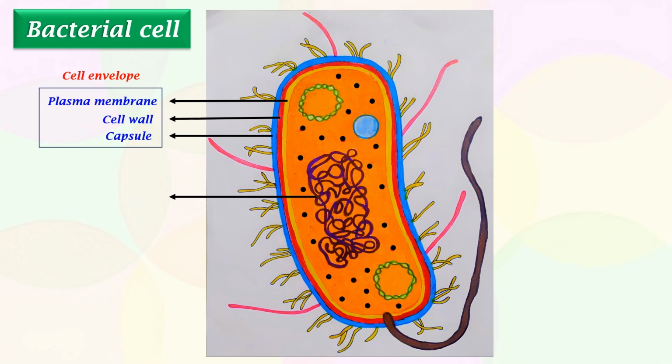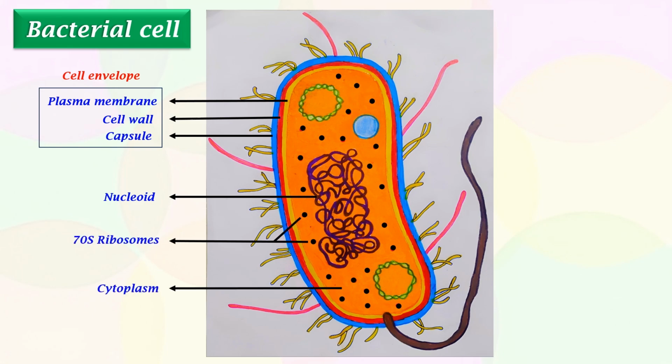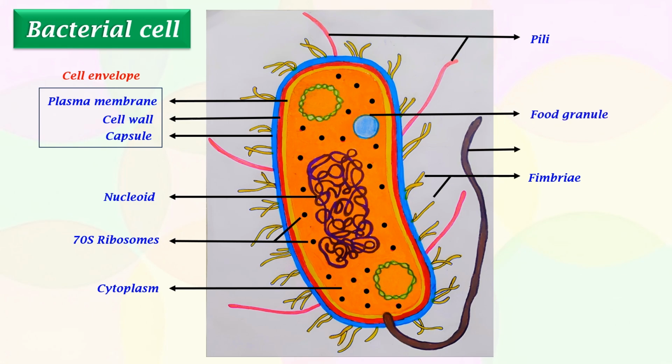The central region of the cell with DNA is called the nucleoid. Small 70S ribosomes are seen scattered in the cytoplasm. Pili and fimbriae are filamentous appendages emerging from the cell. Food granule, which is the storage reserve. Flagellum is a specialized appendage for locomotion, and the plasmid is an extrachromosomal circular DNA.